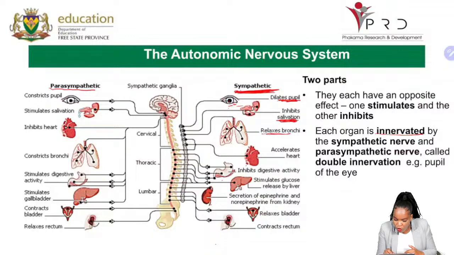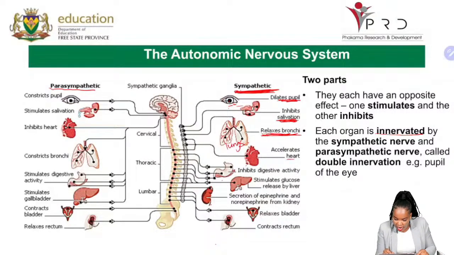Then it is also going to relax your bronchi in your lungs. Remember, you are running fast. As you are running, your muscles need more oxygen. So if you need more oxygen, it means the lungs in your body need to be open more. So the bronchi are going to be dilated so they can take in more air with more oxygen that can go to your muscles. Then you can be able to run. So it is going to relax your bronchi.